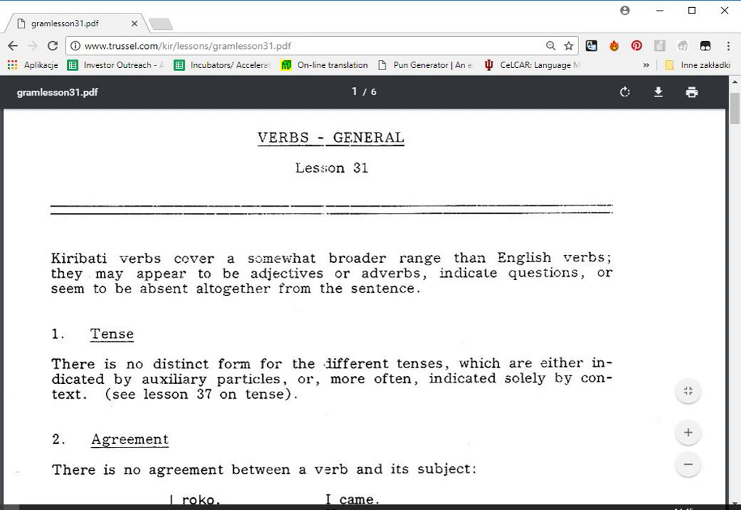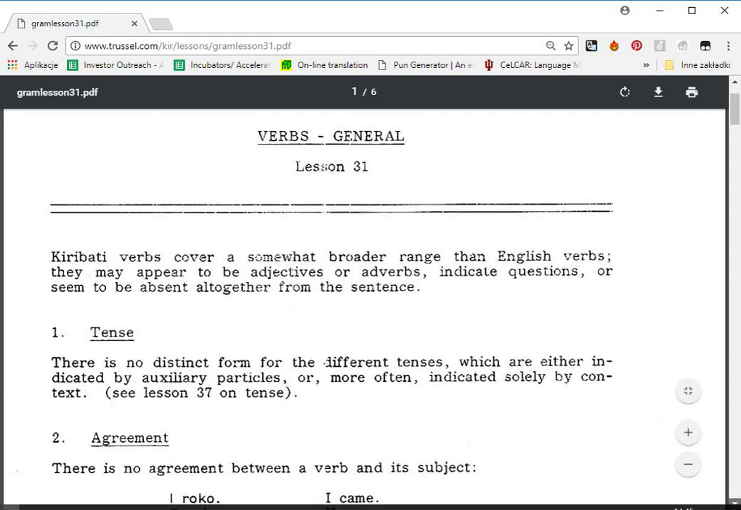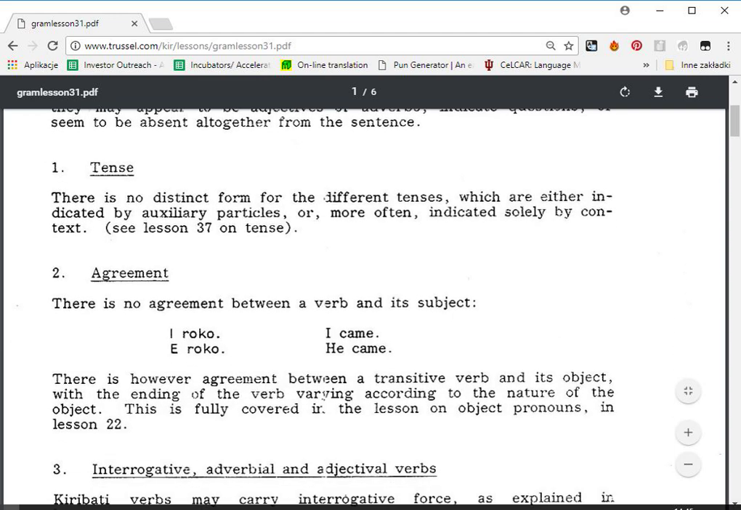Okay, so Kiribati verbs cover a somewhat broader range than English verbs. They may appear to be adjectives or adverbs, indicate questions, or seem to be absent altogether from the sentence. I'm not exactly certain what this means, but I think the examples given will likely illustrate that.